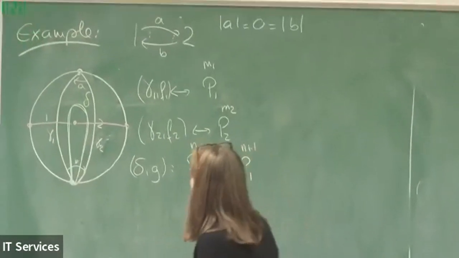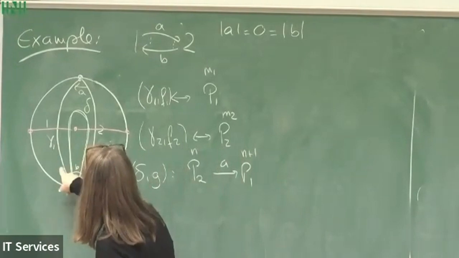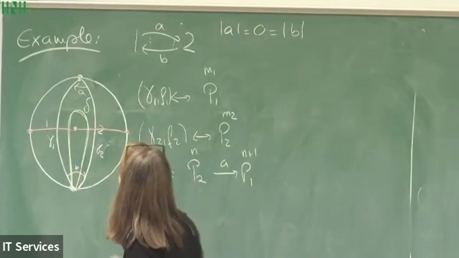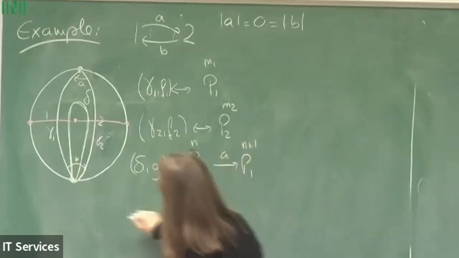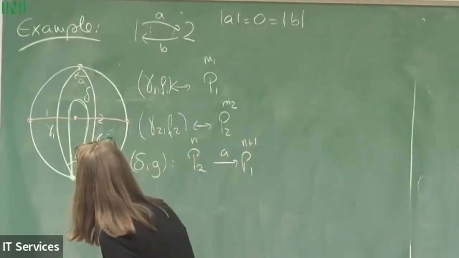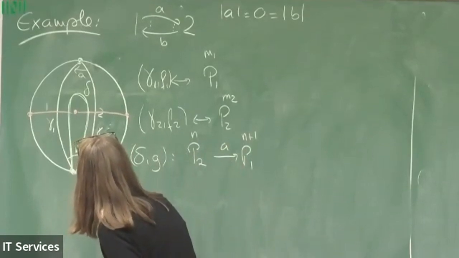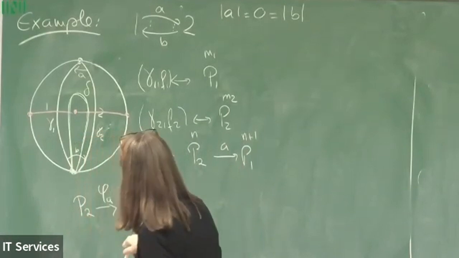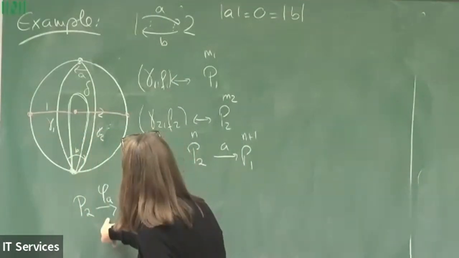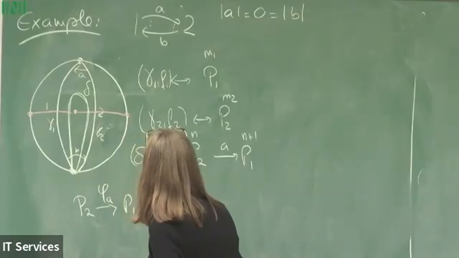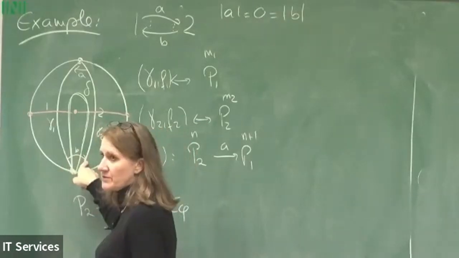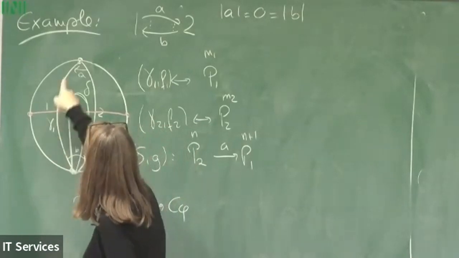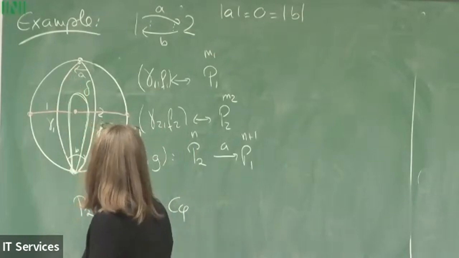And then, what about maps? So we have P1 to P2 and P2 to P1 as two maps. And so we get P2 to P1. So this is the map induced by the arrow A. And this is now a map, and this has now a mapping cone. And I said the mapping cone is the resolution of the crossing.